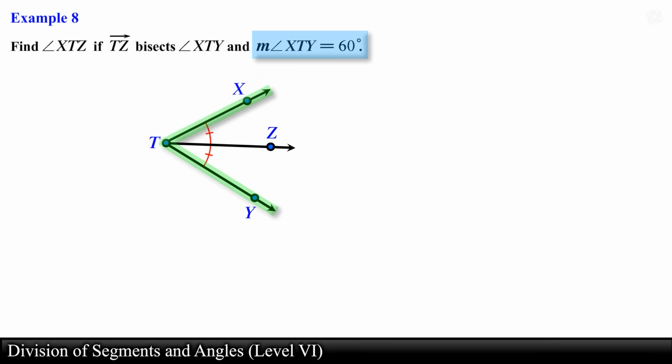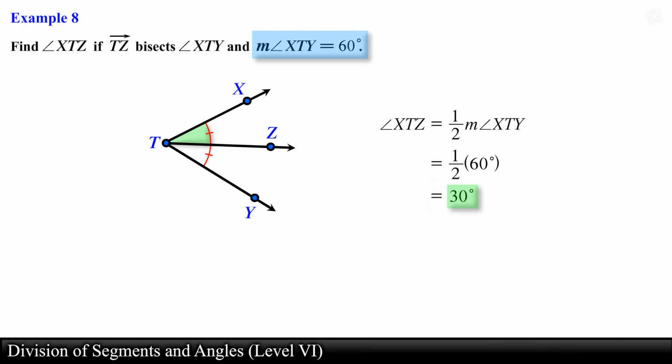Since an angle bisector splits these two angles equally, we know that the measure of angle XTZ is going to be half the measure of angle XTY. In this case, the measure of angle XTZ is equal to 30 degrees. And this is our final answer.